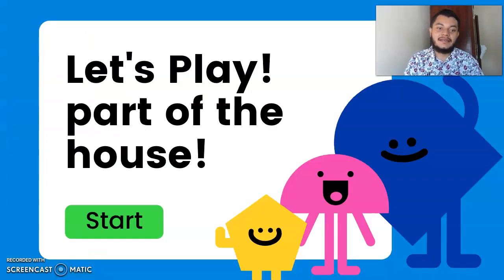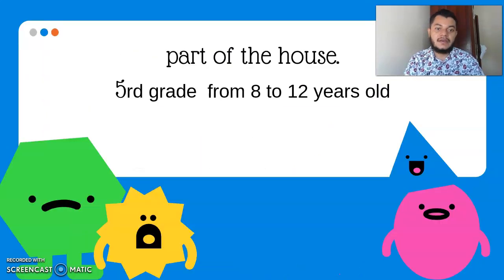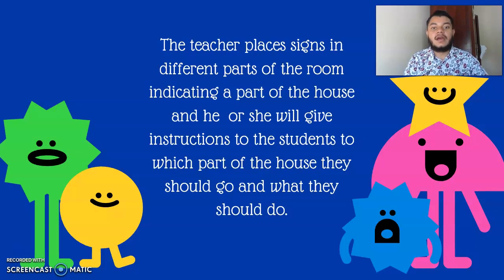The next activity is Parts of the House. This is the name. This is for fifth grade, from 8 to 12 years old. The description is the teacher places signs in different parts of the room. They paint a sign and indicate a part of the house.